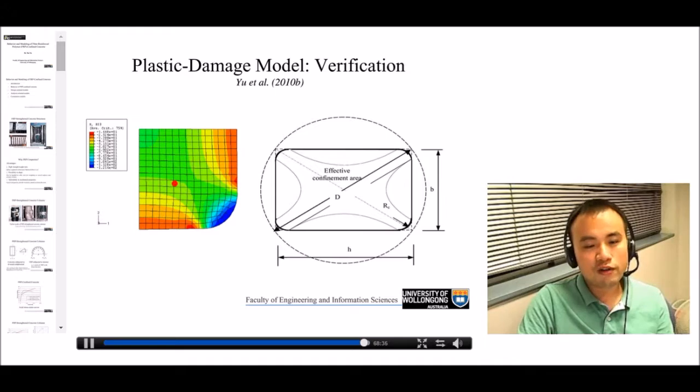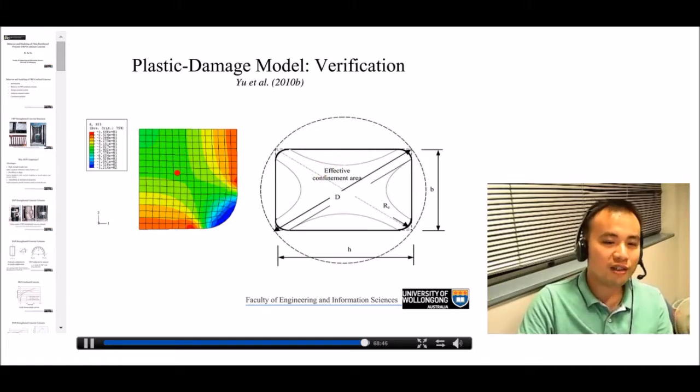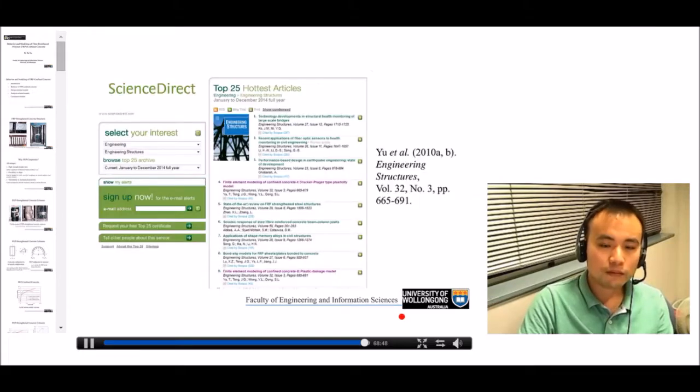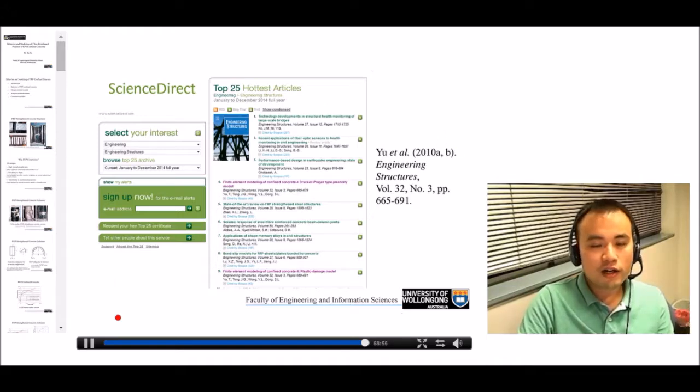And this also offers the opportunity for us to further refine or improve the performance of these design models based on these more sophisticated finite element models. Because of time, I only have a brief discussion of the two types of constitutive models. So if you are interested to know more details, you can find my two papers published in Engineering Structures in 2010.